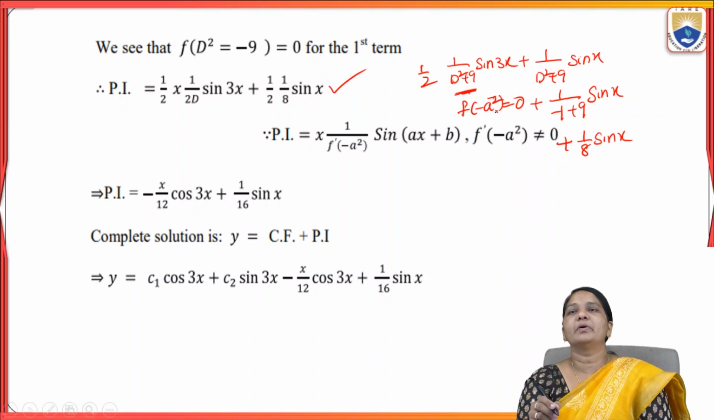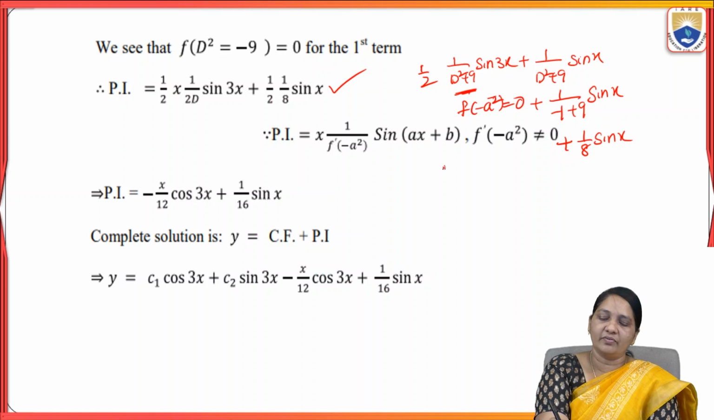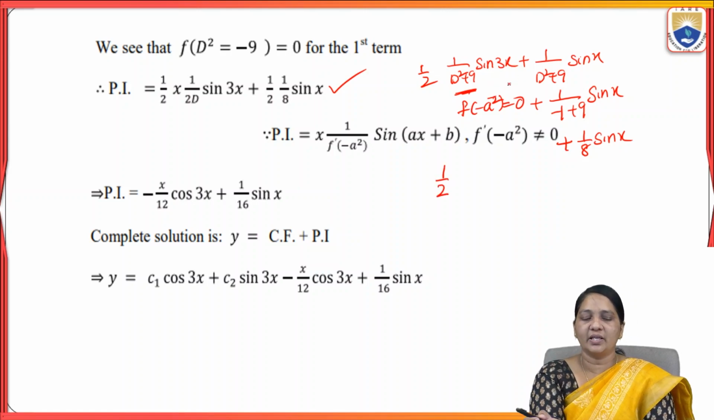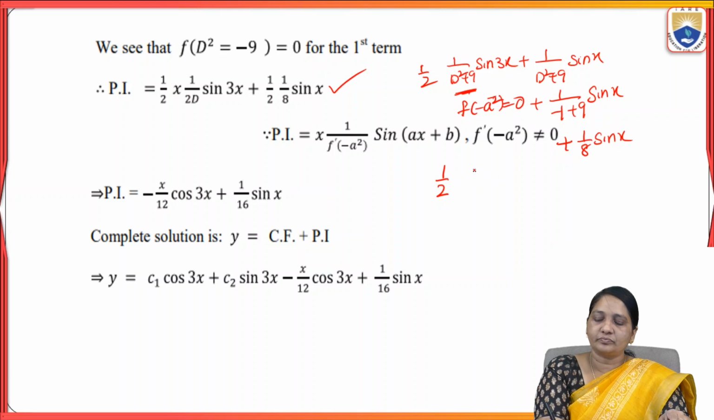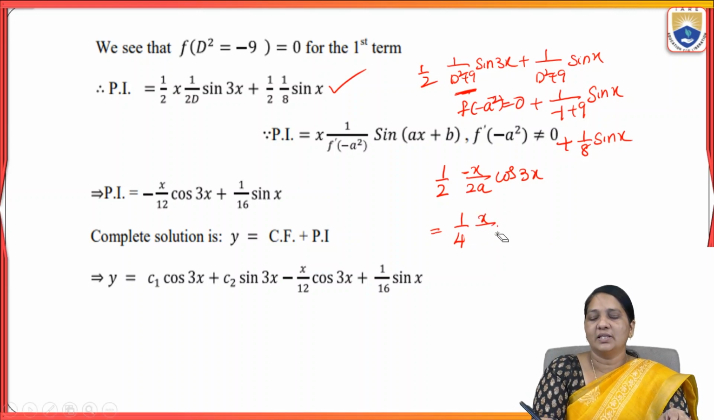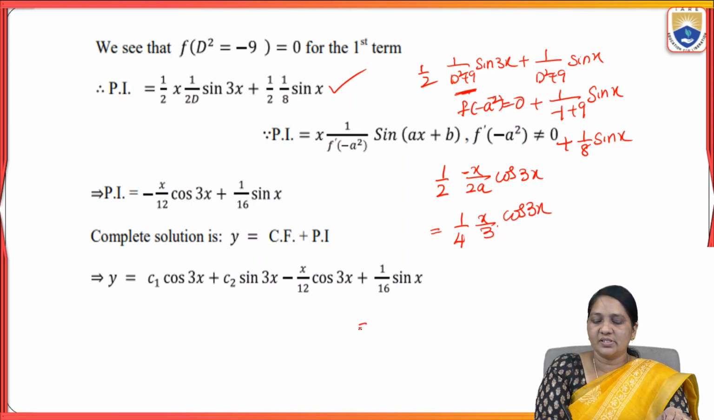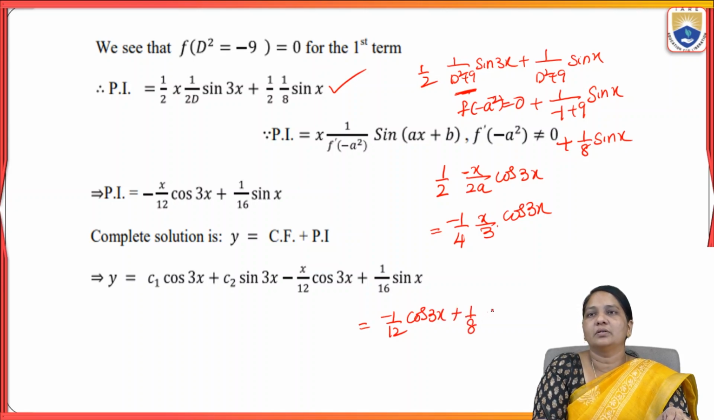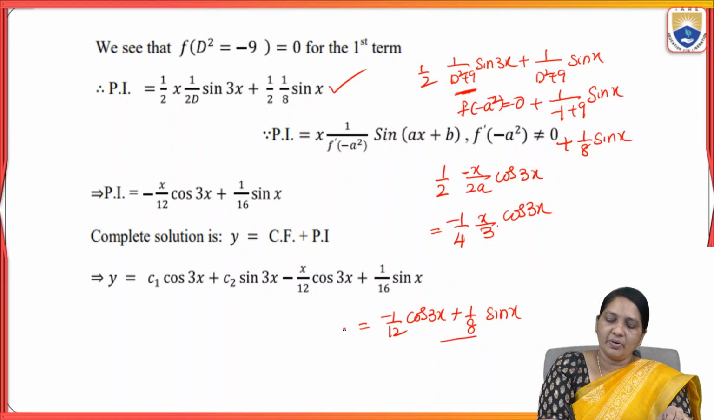If you are getting f of minus a square equal to 0, we have to use the formula. Here we are having sin ax, so we can write x by 2a cos 3x. So now I can write this value as 1 by 4 into x by a, and what is the a value? The a value is 3 here. So x by 3 cos 3x. So finally I got the first term as minus 1 by 12 x cos 3x, and for the second term 1 by 8 sin x.